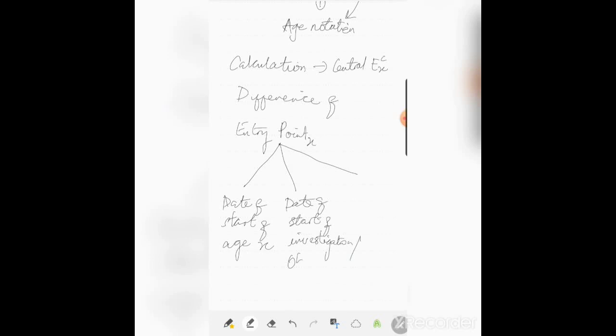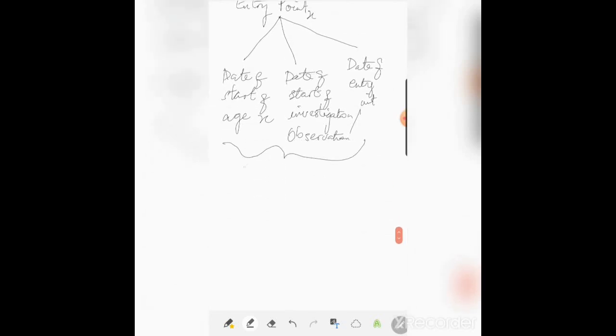Investigation or observation, and date of entry into investigation. So which of the 3 is the latest? This is what I call the latest of the age x.